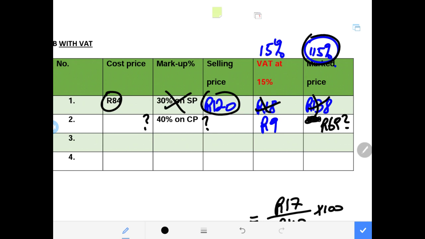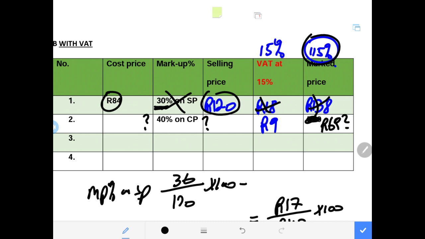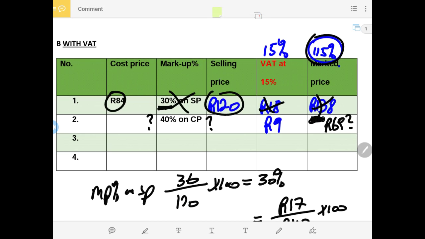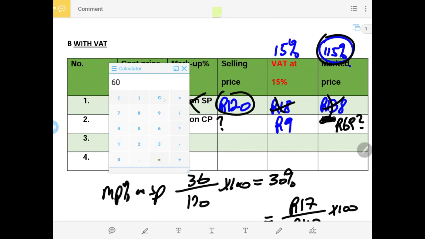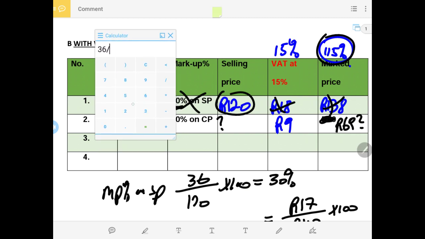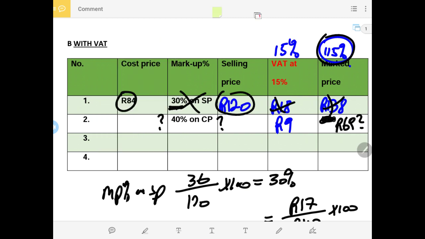We first have to calculate our markup percentage, which is 30%, by saying 36 Rand. If you remember, 36 was 84 minus 48, markup percentage on selling price. We said 36 is the profit, divided by 120 times 100 is equal to 30%. That's how we got to 30%. So that is how we would have calculated other scenarios. Just a reminder, 36 over 120, there's your 30%. Just to show you the different scenarios when you practice on page 120, this is how you'll deal with this.